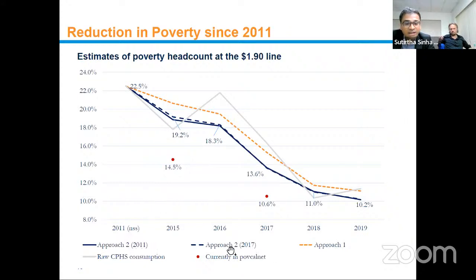The difference between approach 2, 2011 and 2017 is that the 2011 version uses the third moment from the NSS 2011 survey, and the 2017 version uses the third moments from the unreleased CDF data that is available at the state level in the report. Because we had observed that the skewness, or the third moment, has not really changed between 2011 and 2017, and in 2011 we would be making an assumption that the third moment has not changed, the 2017 estimates relax that assumption even further.